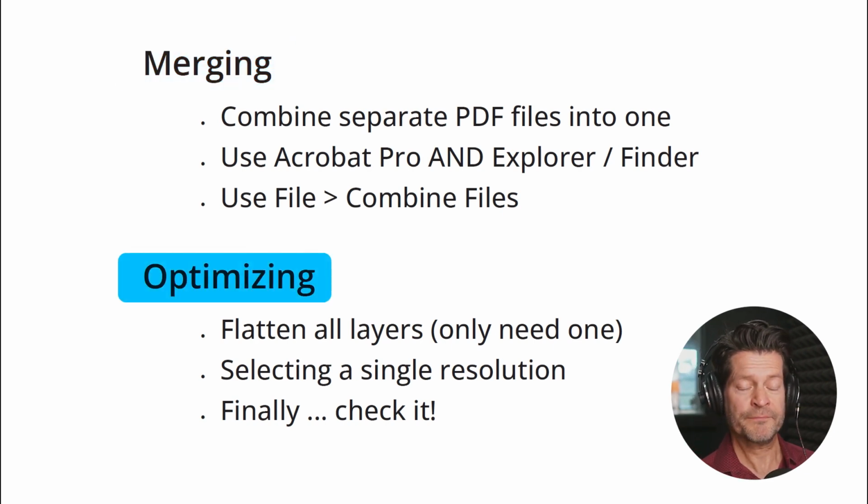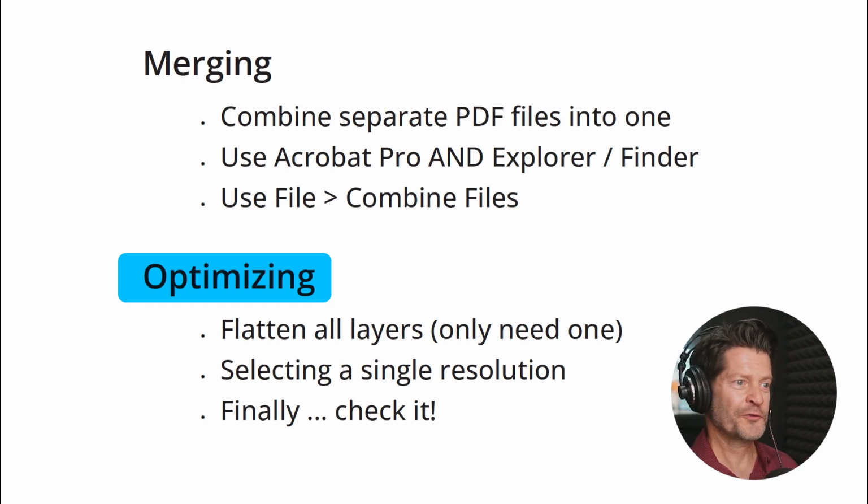Step 2 is optimizing. It's a little more tricky, but I'm going to show you all the settings. We're basically flattening all of the layers since we only need one. What happens sometimes is when you're saving either the Photoshop or Illustrator file, it will maintain all of the layers, and that's why the files can get gigantic.